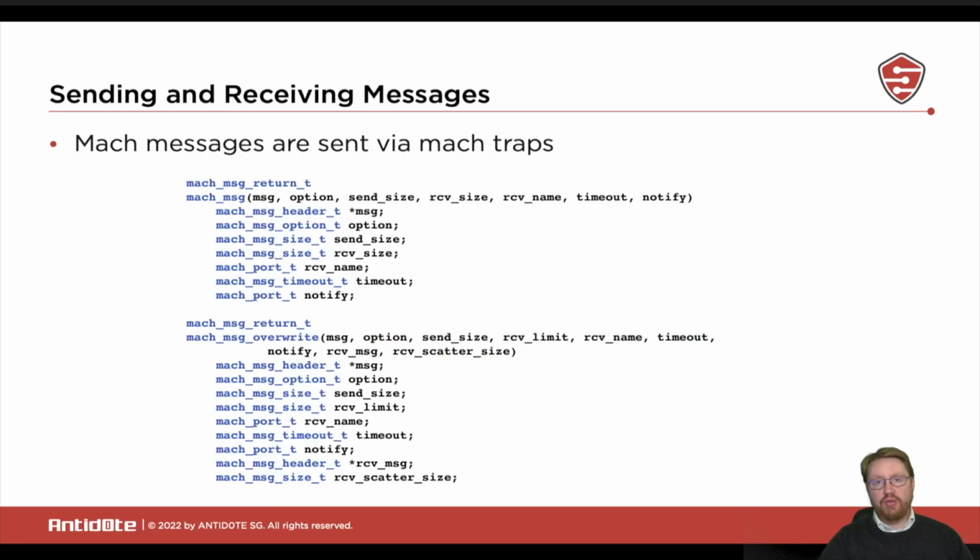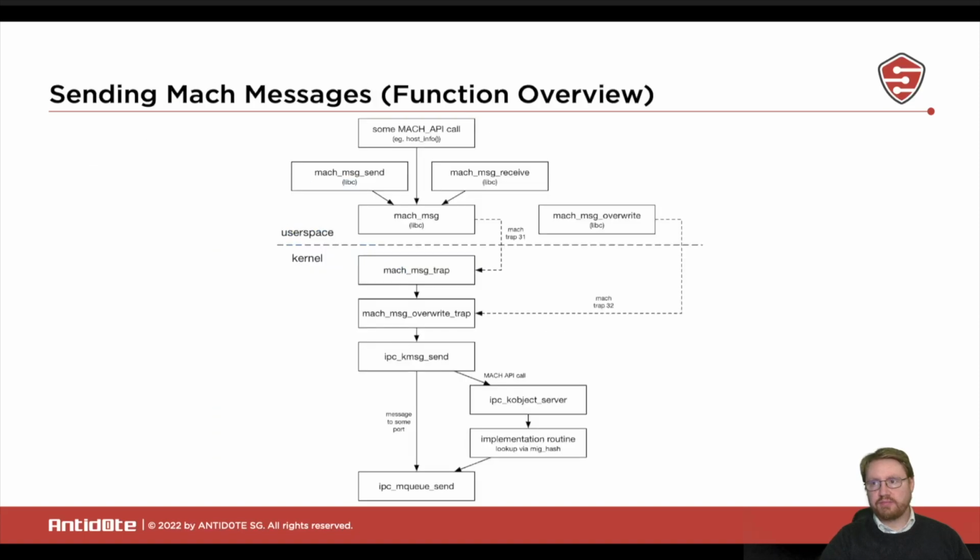So how sending and receiving Mach messages works from userland: there are basically two Mach traps that are called. One is mach_msg and the other is mach_msg_overwrite. There's also something new in very recent versions of macOS, like mach_msg2 or so, but we ignore this for now. We just want to understand this here before we go to other, deeper knowledge.